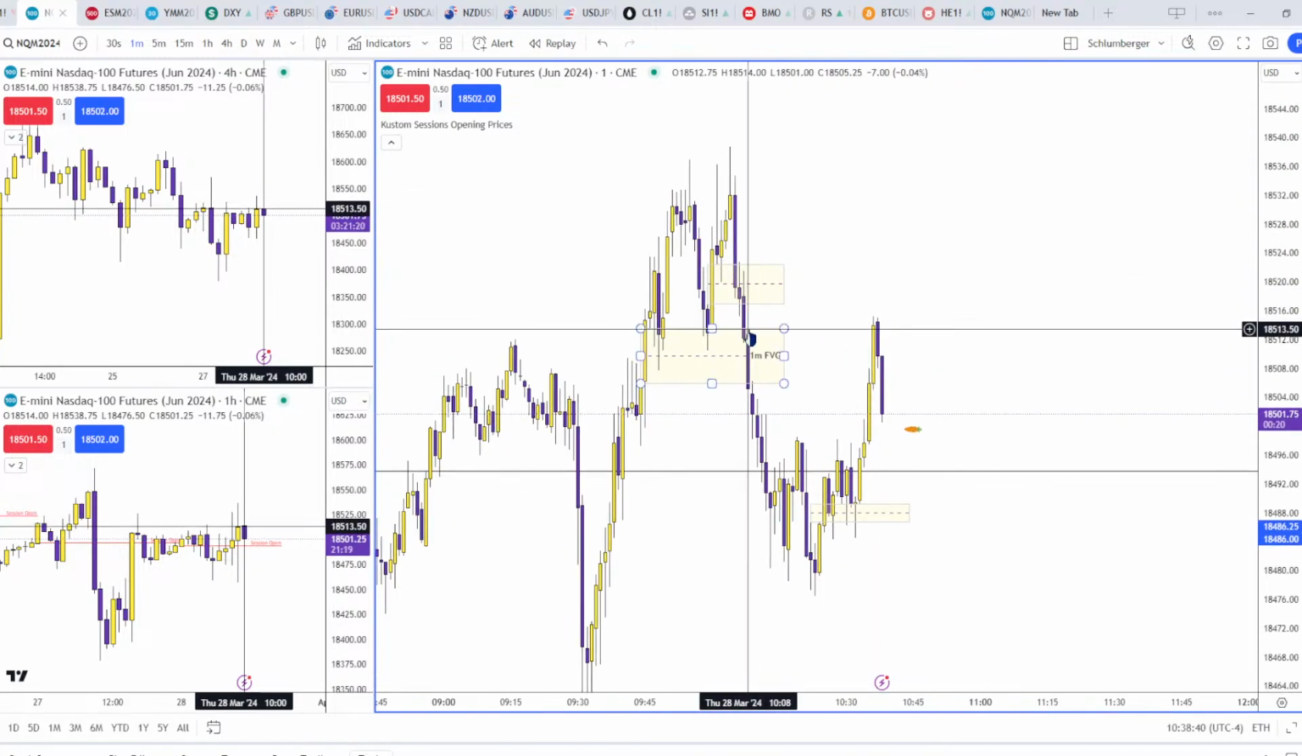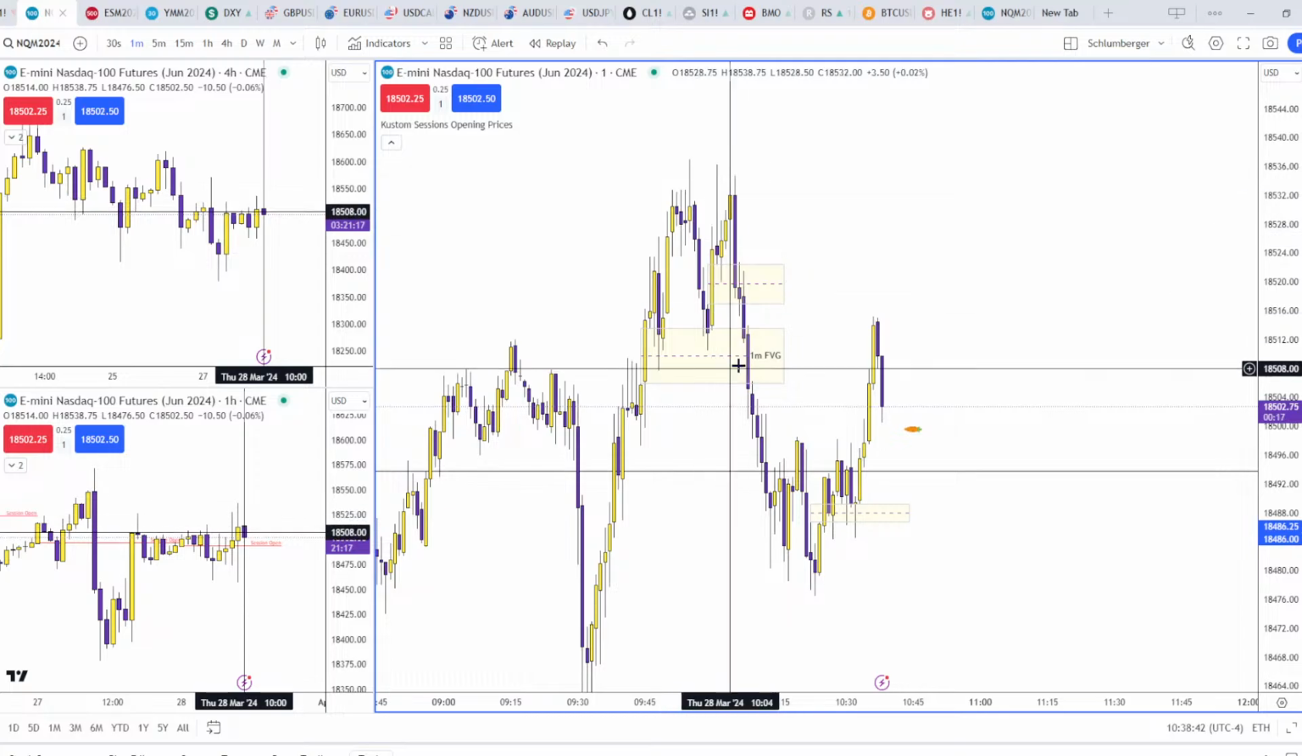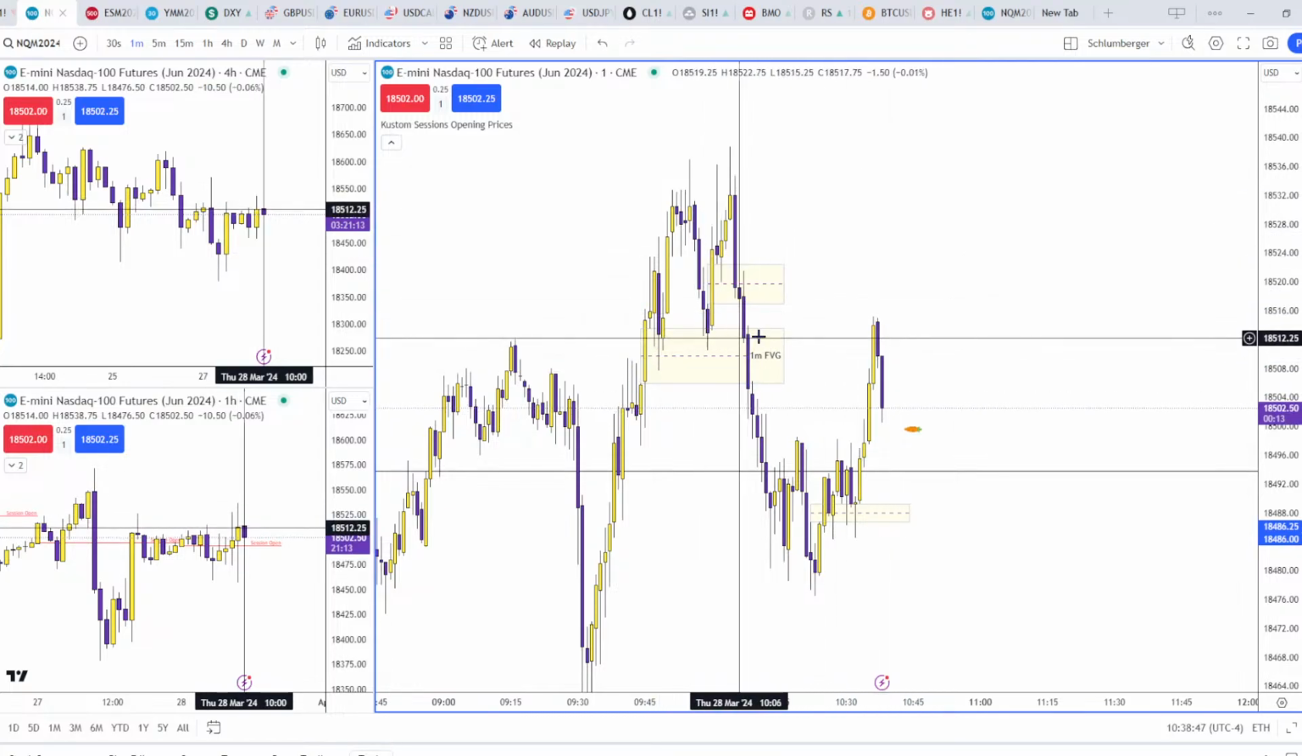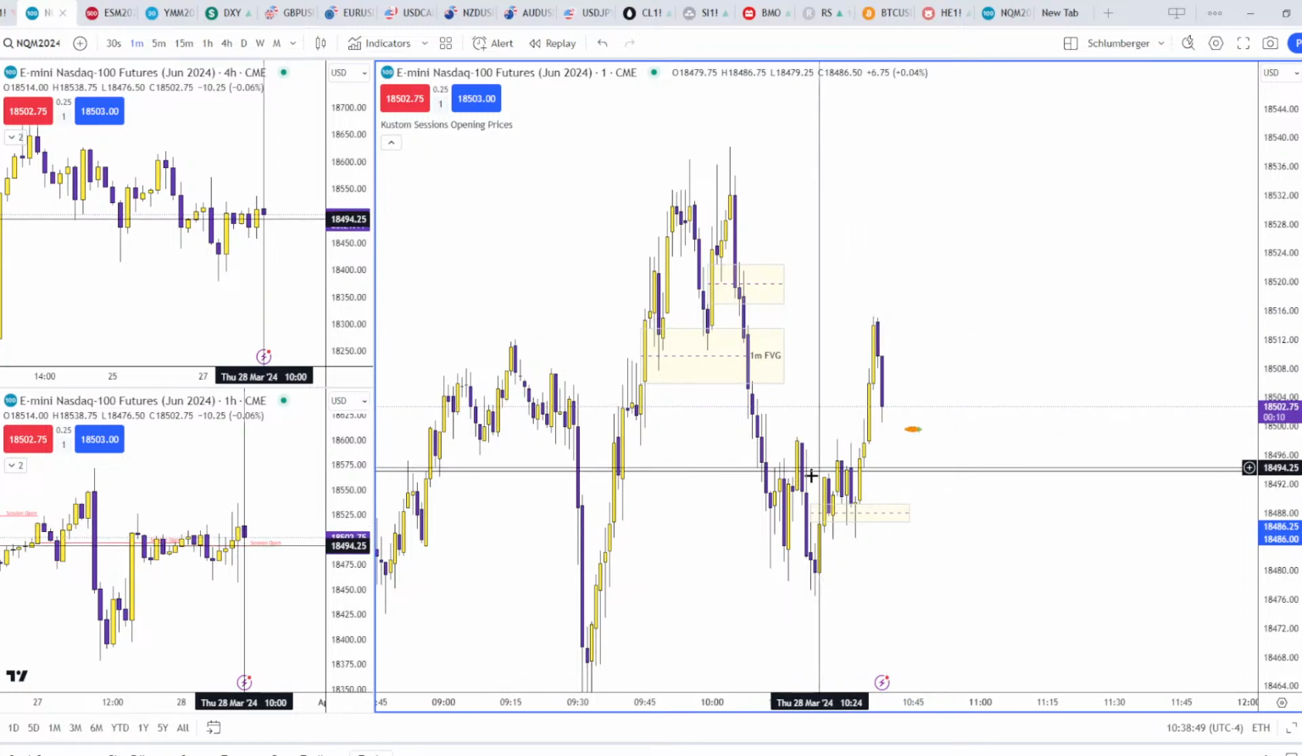Back into, oh, that's a breaker, my bad. The breaker right there is what we just traded back into for a short, back into CAM Model 1.